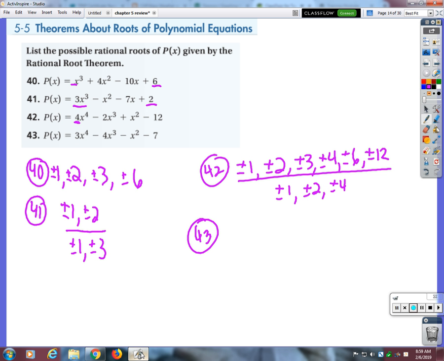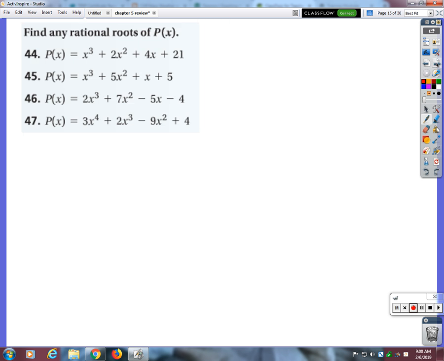Eli, for number 43, what are the factors of 7? And that's going to be divided by the factors of 3. You got that one? Or you wish you got that one. Okay. All right, any questions on that? Okay. It's really all you have to do, yeah.